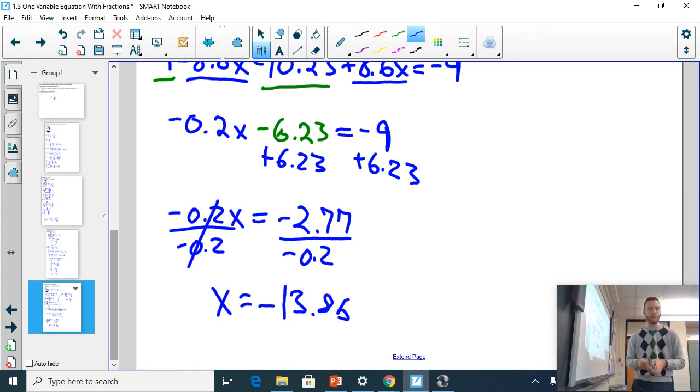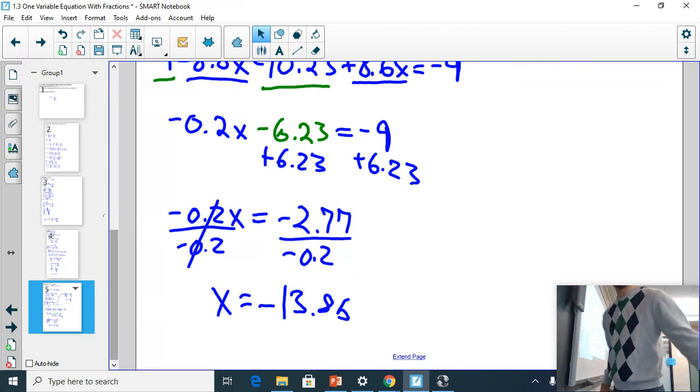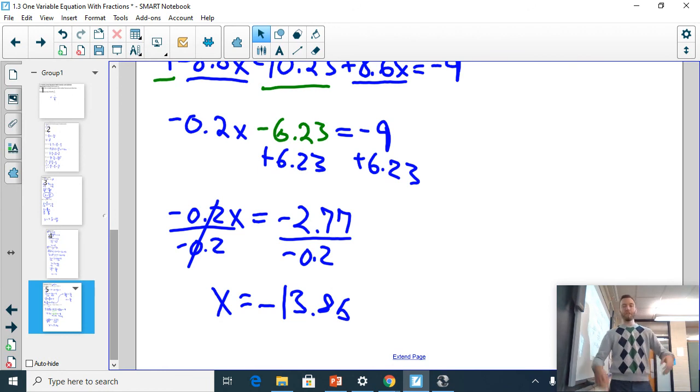So I know it's a lot and it's going to take a lot of practice, but I think this is all doable, right? Because we already know how to solve for an equation. Now we just have to get used to doing it with fractions and take it step by step and be careful of our negatives. But that is going to wrap up one variable equations with fractions.